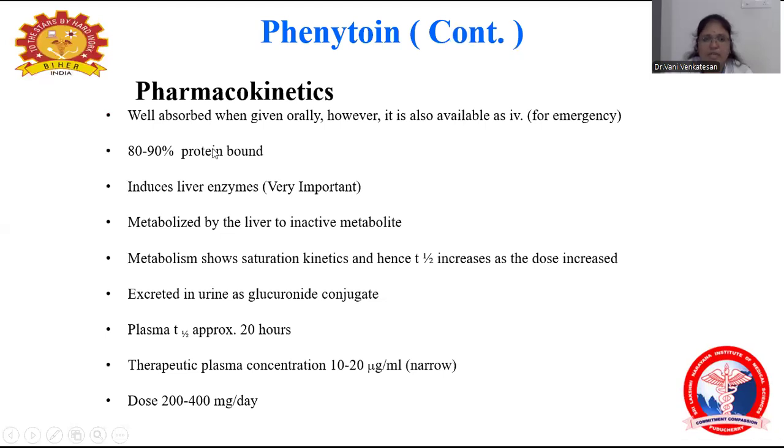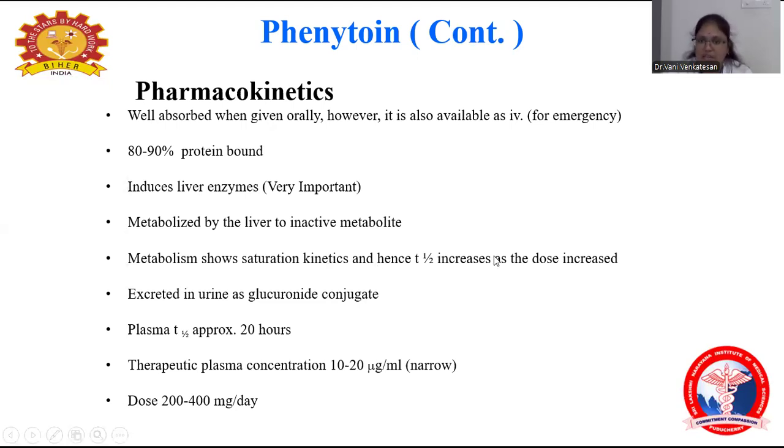Coming to the pharmacokinetic profile, it is well absorbed when given orally, but it is also available as IV. In emergencies like status epilepticus, phenytoin will be given as IV. It is a very big enzyme inducer. This is a very important point because this enzyme inducing property plays a key role in the failure of many important drugs. When a patient is on phenytoin therapy, we are supposed to be conscious of certain drugs like warfarin and OCP. All these drugs will have failure of therapy when combined with phenytoin. So we have to be conscious when the patient is on phenytoin therapy.